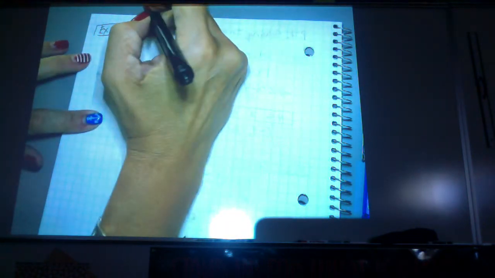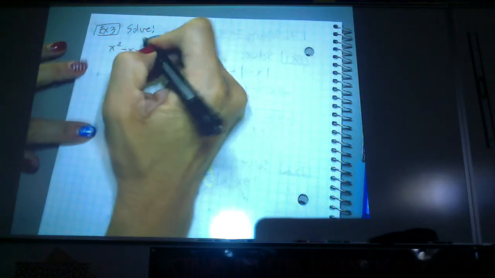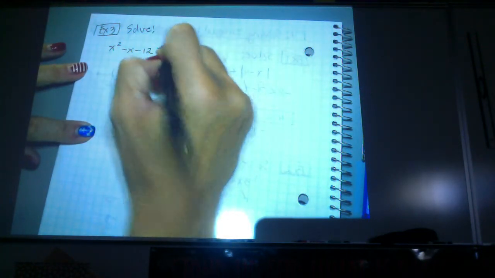Okay, so let's flip that. Let's now look at what happens when we go into the coordinate graphing system. So example 3. You are to solve x squared minus x minus 12 is greater than 0.